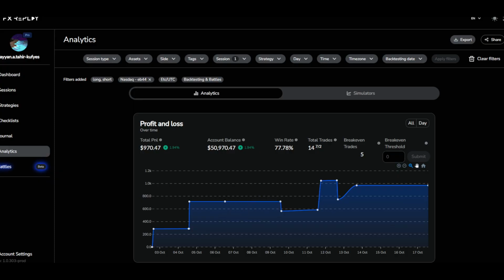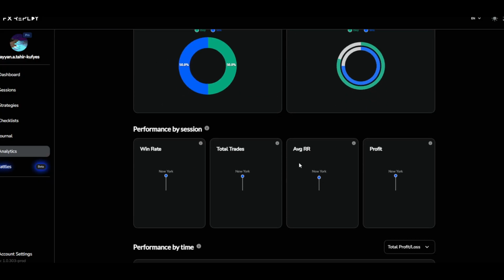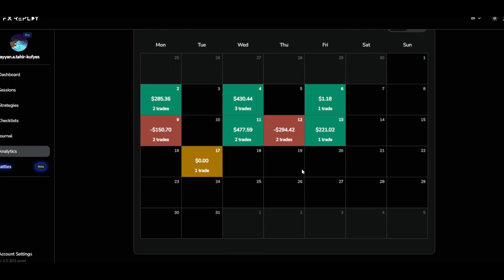So this is analytics, 77% win rate. Not bad, not too shabby.